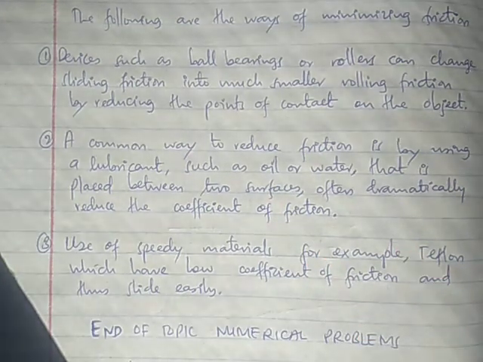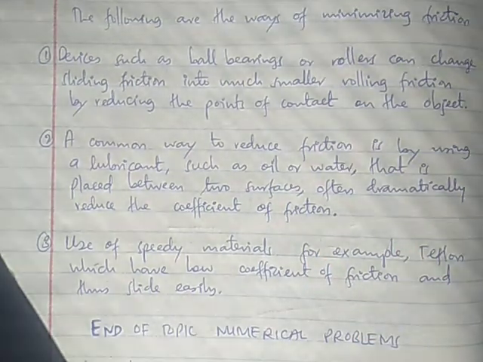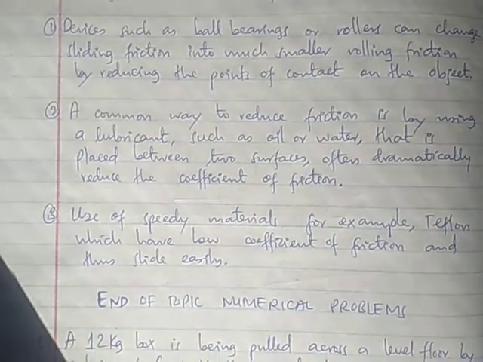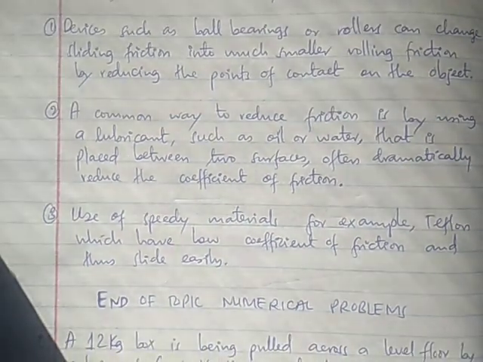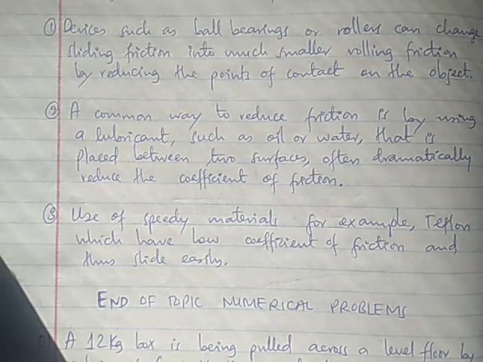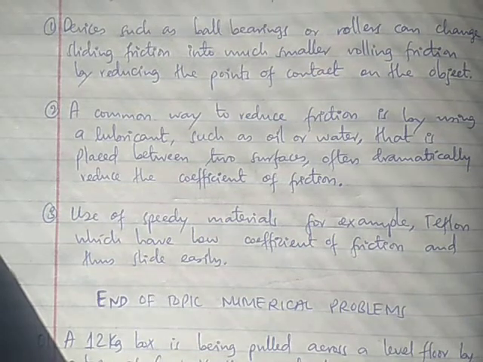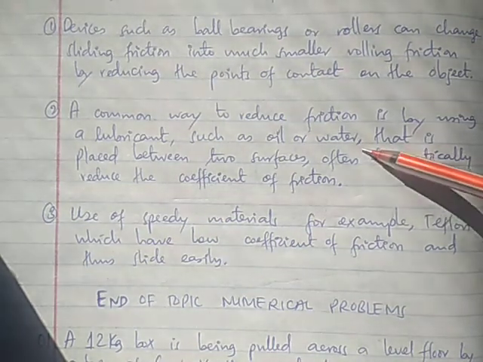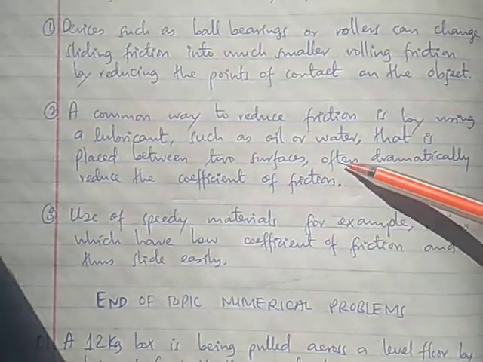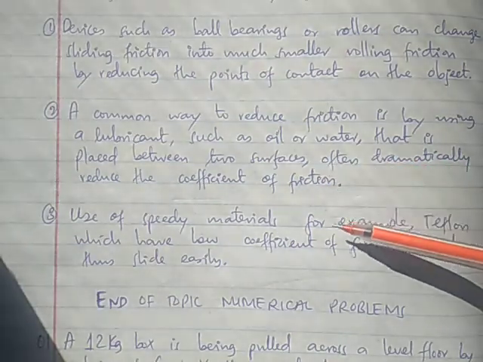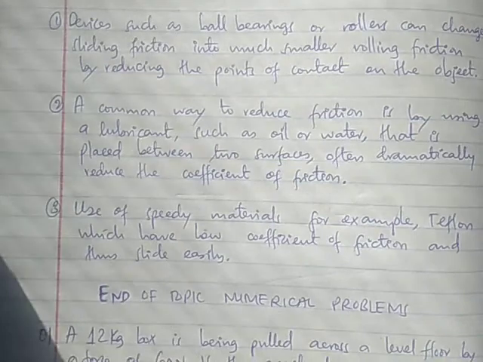Lakini namba 2, a common way to reduce friction is by using lubricant. Lubricants zote unazosikia ni oili za magari, oili za pikipiki, all of the oils are lubricants. So a common way to reduce friction is by using a lubricant, such as oil or water, that is placed between two surfaces, often dramatically reducing the coefficient of friction. Hiyo ni njia ya pili.